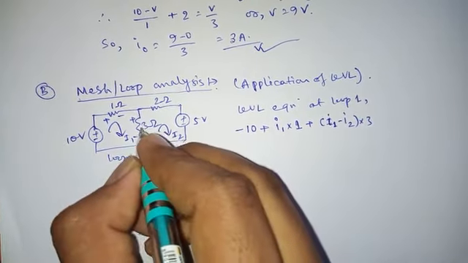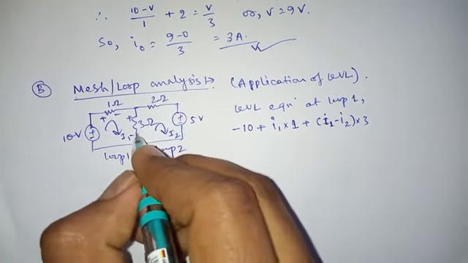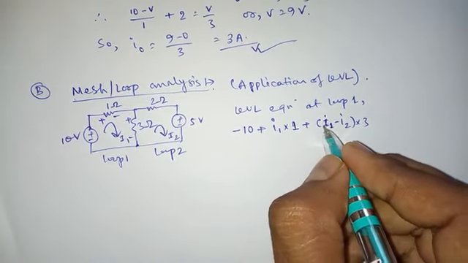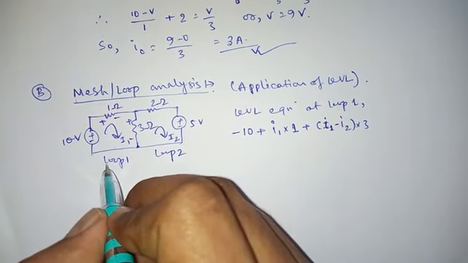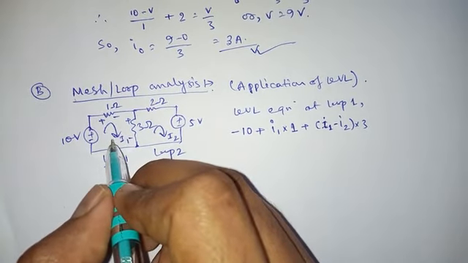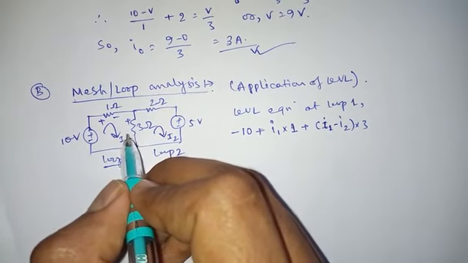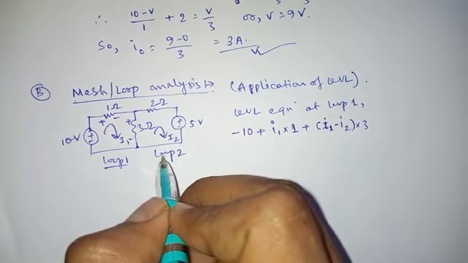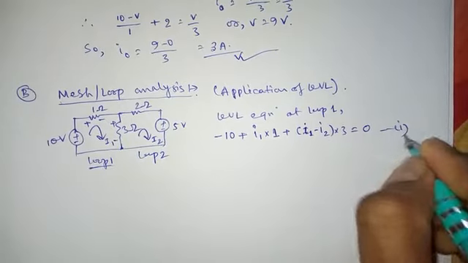Through the 3 ohm resistance, the difference of the two loop currents is flowing. That's why I have taken I1 minus I2. Why I1 minus I2, and not I2 minus I1? Actually, when we are considering loop 1, we have to take the current I1 flowing through loop 1 as greater than the current I2 flowing through loop 2, so that your algebraic equation will be correct. This is equation number 1.